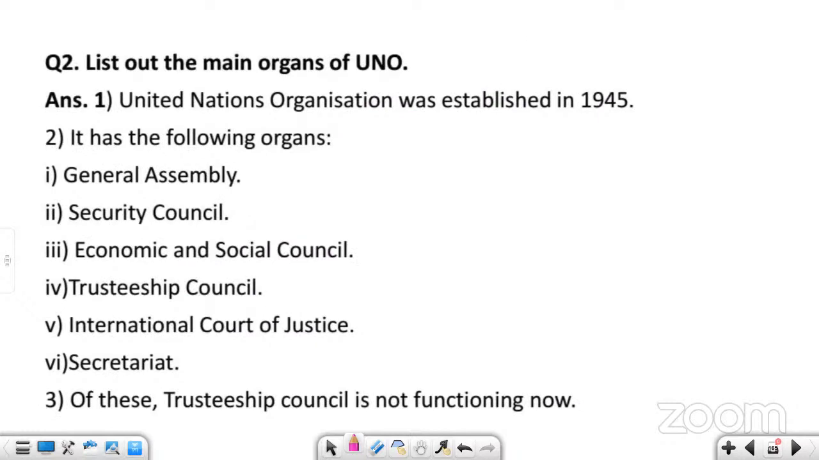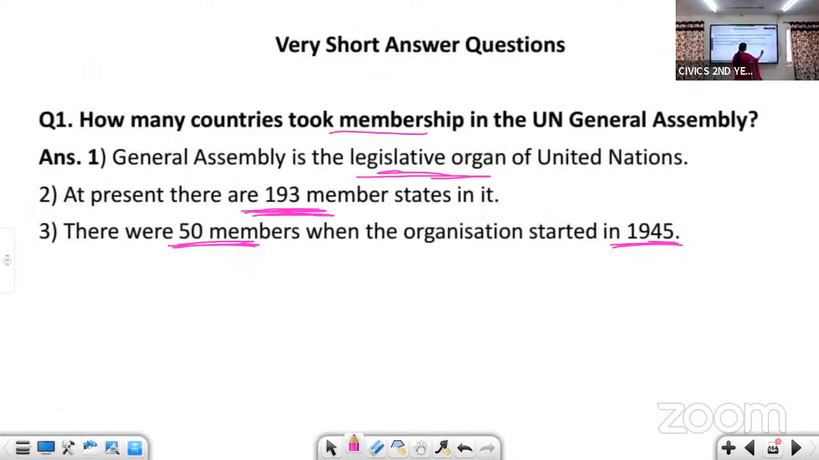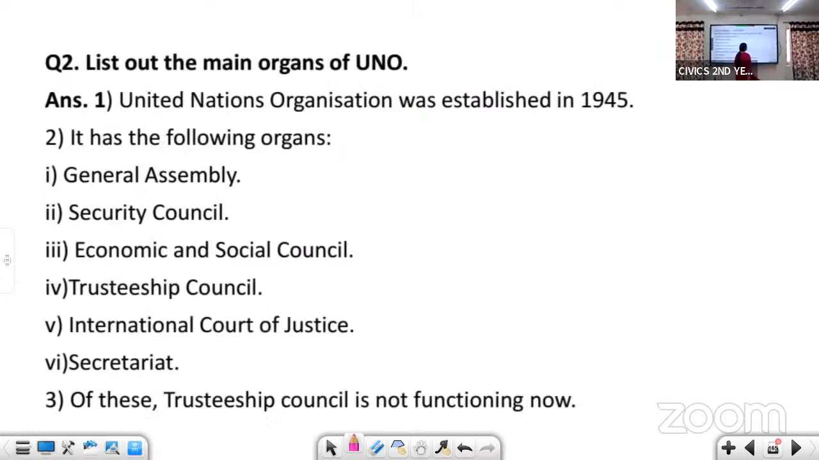List out the main organs of UNO. Now this United Nations Organization was established in 1945. In the previous question, I told you it was started in 1945 after the failure of the League of Nations. So it has got 6 organs. Basically it has got 6 organs. We will discuss each one of them.